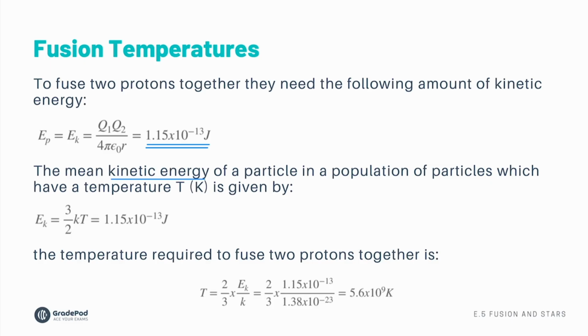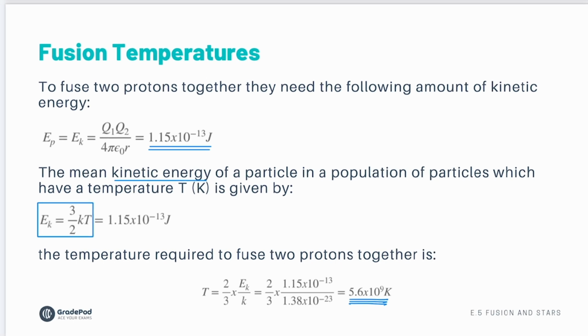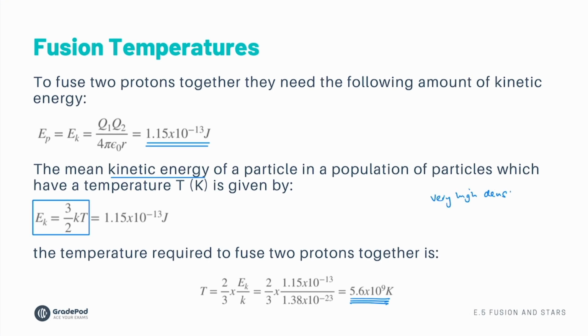And we know from our studies of thermal energy that kinetic energy is related to temperature using this relationship. If we rearrange that, we can find out the temperature required to fuse two protons together. And the temperature required is huge. If we ever wanted to carry out fusion on Earth, we'd have to create these temperatures, but we'd also have to create a very high density, which is very difficult. And we'd have to sustain it for a long time.